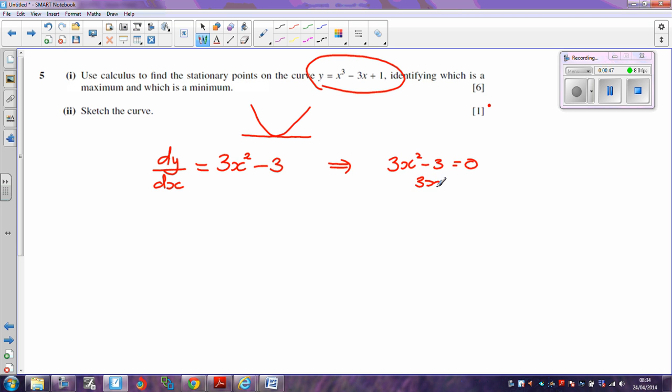Well, that just means that 3x squared is equal to 3. So x squared is equal to 1. So x could be plus or minus 1. So 1 or minus 1.